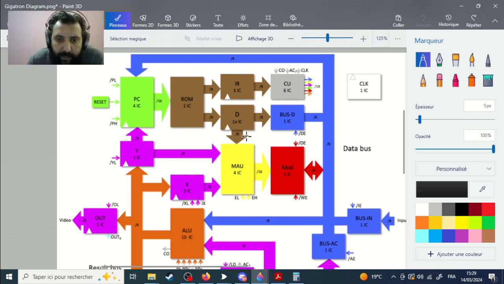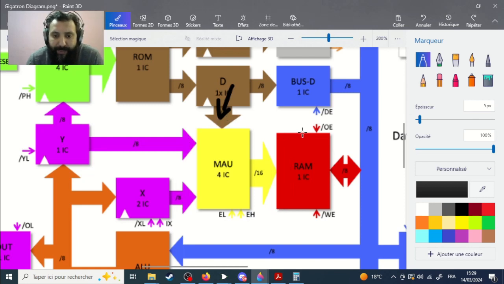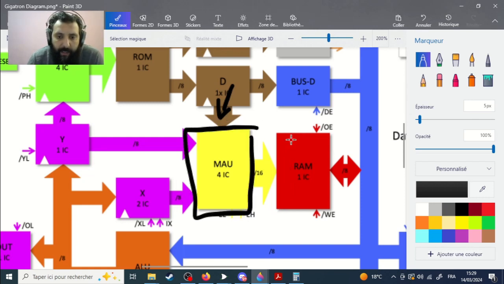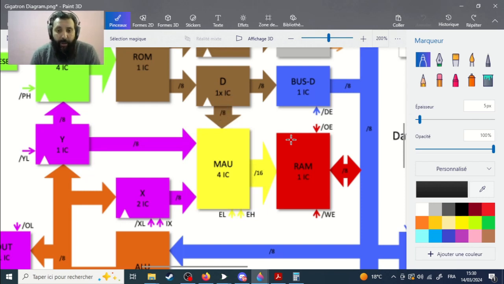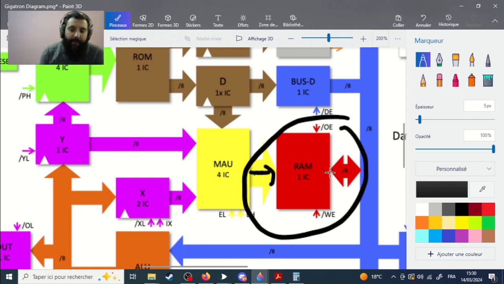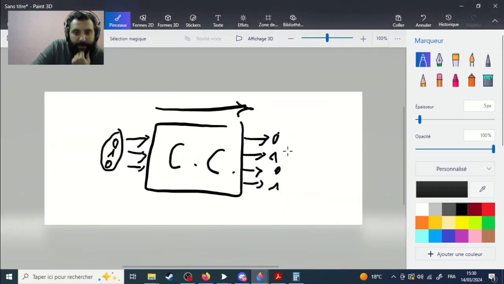The second way, the data can be used inside the MAU. MAU stands for Memory Addressing Unit. This part, also a combinational circuit, is used to control the synthesis of the address. The MAU has the job to compose the address of the RAM. Our RAM has a 16-bit address, which means it is 64K bytes.